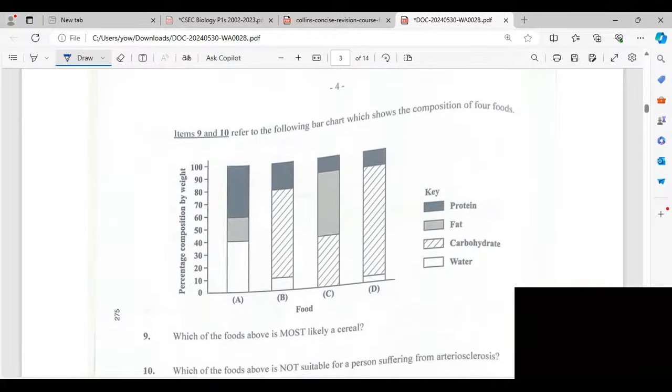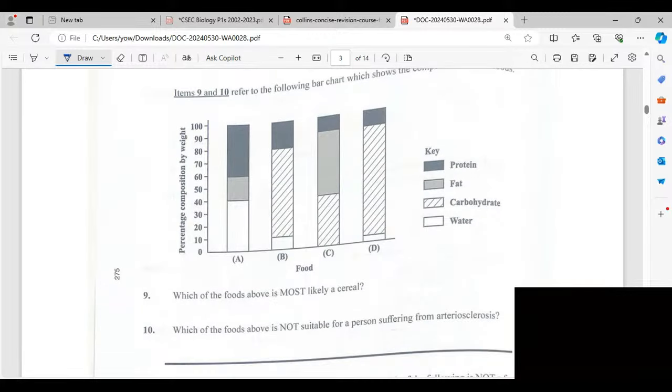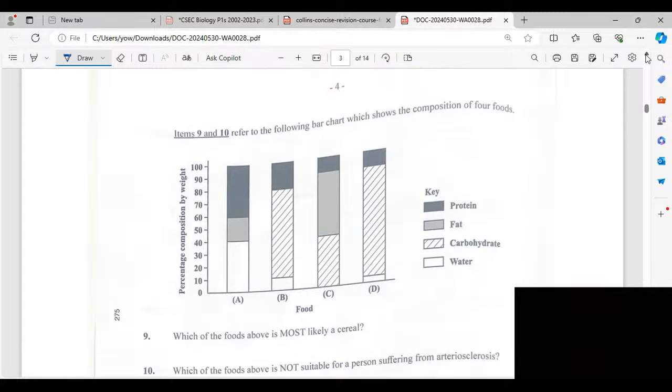Let's move on. Items 9 and 10 refer to the following bar chart, which shows the composition of 4 foods. All of these, A, B, C, and D, are foods made up of protein, fat, carbohydrates, and water. Question 9 says, which food above is most likely a cereal?